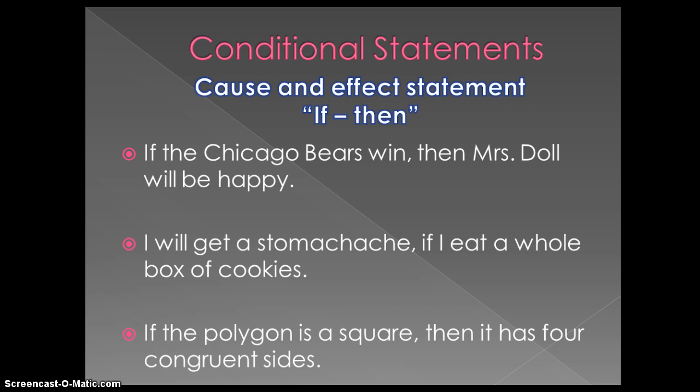If the Chicago Bears win, then Mrs. Doll will be happy. The cause is the Chicago Bears winning. The effect is Mrs. Doll being happy. Second one, I will get a stomachache if I eat a whole box of cookies. The cause here is eating a whole box of cookies. The result, I'm getting a stomachache. And the last one, if a polygon is a square, then it has four congruent sides. So the cause or the action is the polygon being a square, and then the result or the effect is it having four congruent sides.